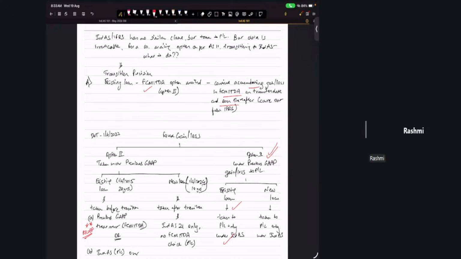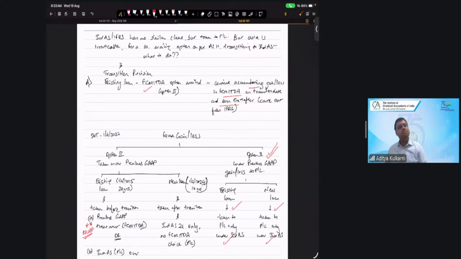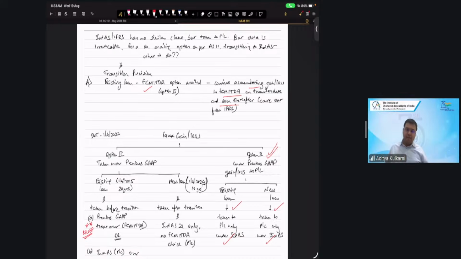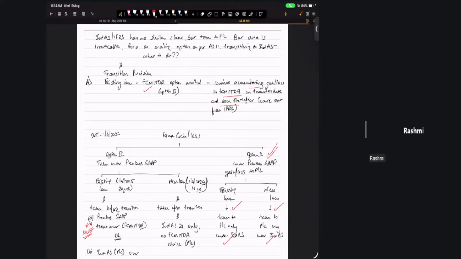A new loan, you will take it to P&L only. A new loan means a new loan taken after the date of transition. So for an existing loan, if you did not avail para 46A, and you took the exchange fluctuation to the P&L, you will continue to take the exchange difference to the P&L even after transition. Is it okay? Yes, sir.